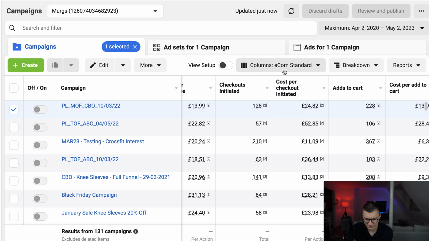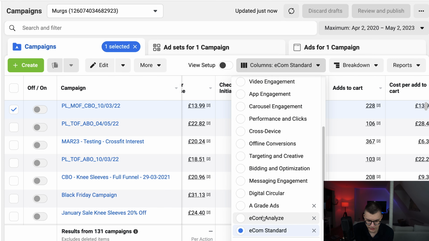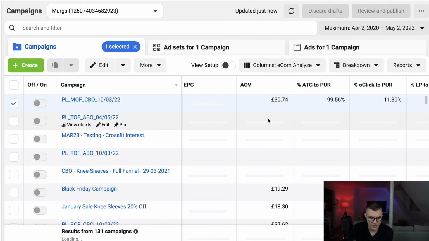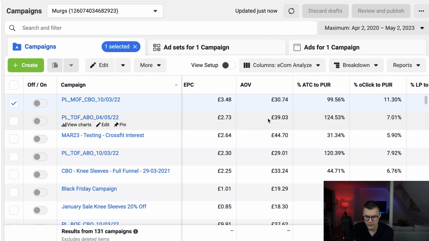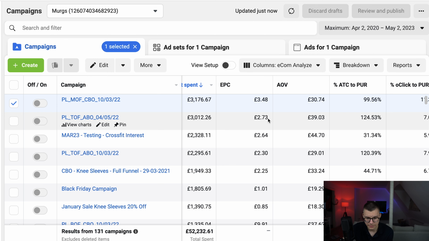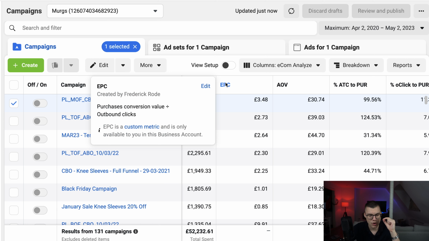And then the second column is eCom analyze, which I think is very, very interesting to most people because I don't think that most people have this. It's essentially analyzing the store metrics. So let's take a look at this. We have EPC, which is earnings per click. How much am I getting on a per click basis? If somebody clicks, how much am I getting out of this?